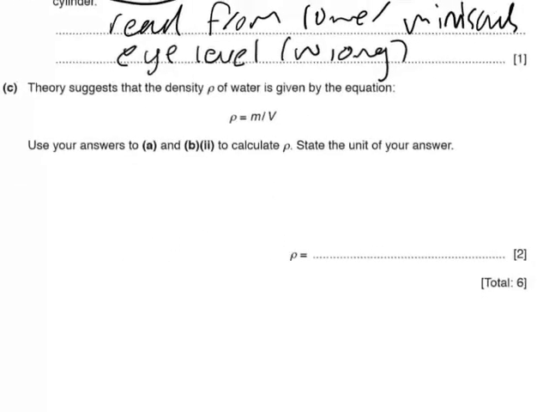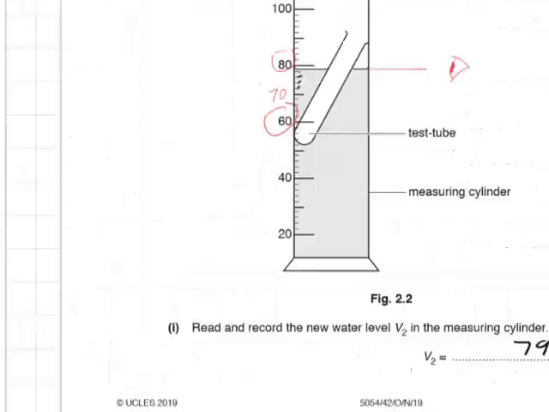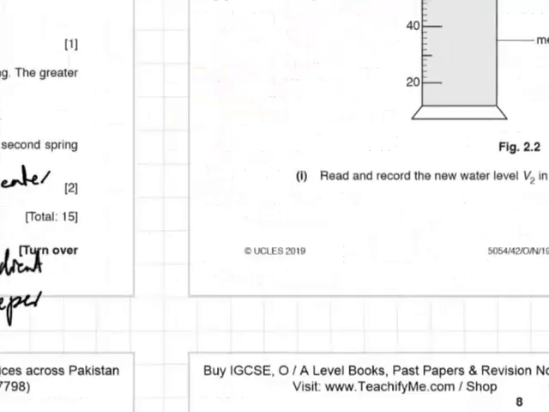And theory suggests the density of water is given by rho equals mass over volume. Then all you need to do is to calculate. 13.6. Forgot the value. Yeah, 13.6.